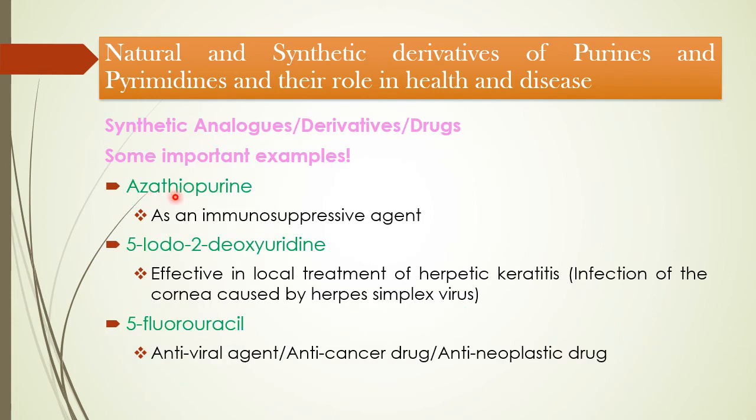Here is another example of a synthetic analog, azathioprine, in which nitrogen and sulfur both are added, and it is used as an immunosuppressive agent. It prevents graft rejection in organ transplantation. Then we have 5-iodo-2-deoxyuridine, which is used for the treatment of herpetic keratitis. This is basically an infection of the cornea which is caused by herpes simplex virus. Then we have 5-fluorouracil. This is an anti-cancer, anti-neoplastic or antiviral agent which is used to treat several types of cancer.